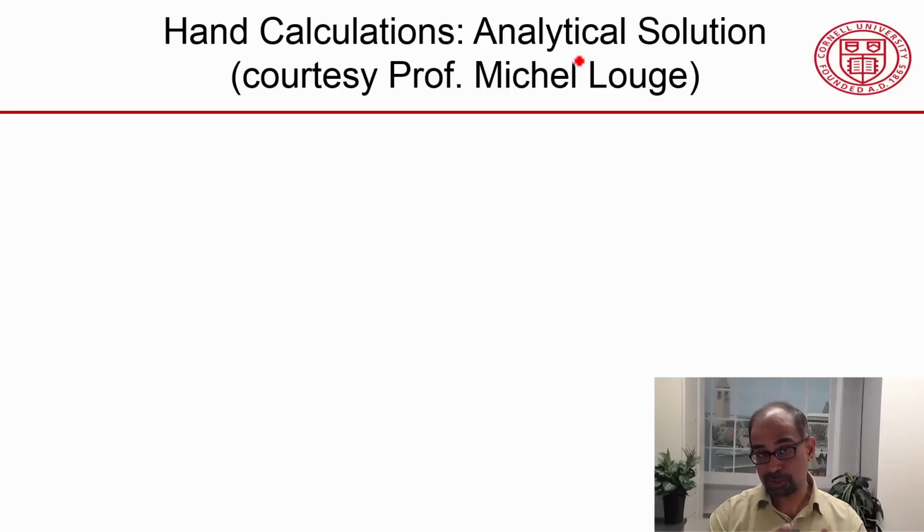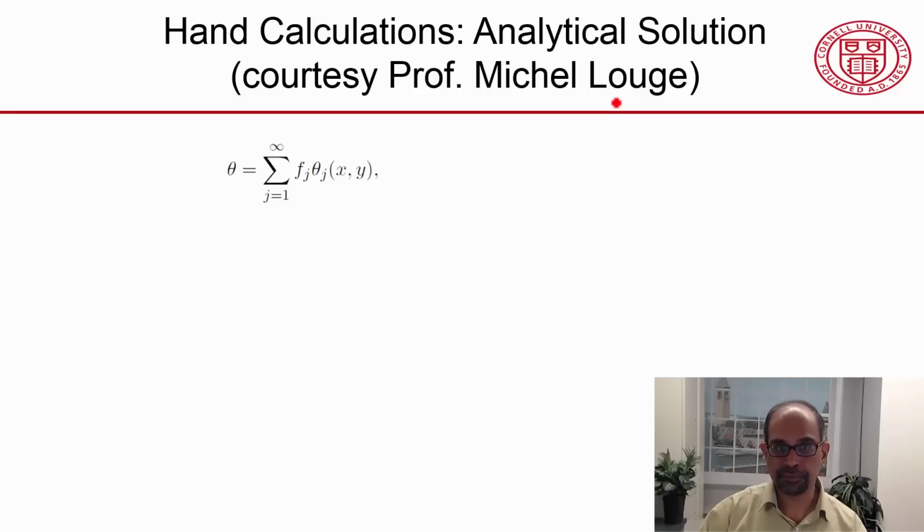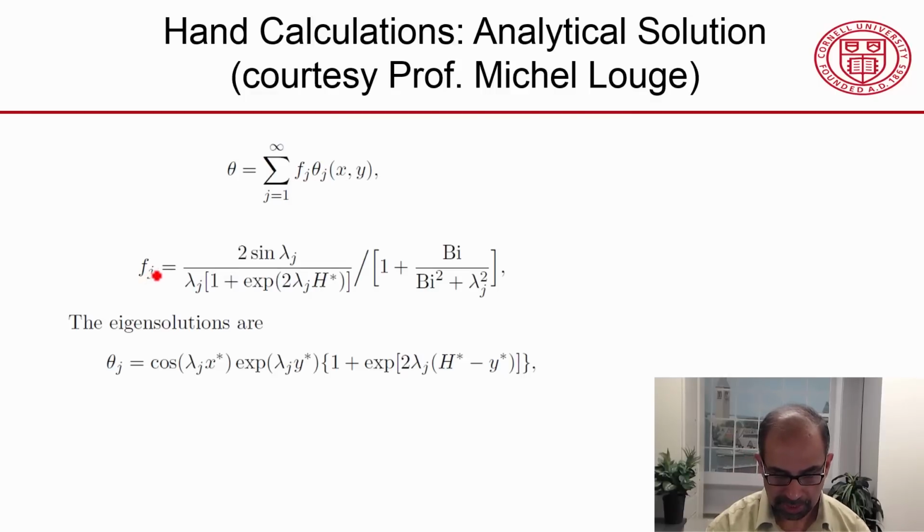The analytical solution to our mathematical model, I'll show you, and this is courtesy of Professor Michel Luge, who presents this in his class when he teaches the heat transfer course in mechanical engineering at Cornell. The analytical solution is found using separation of variables, and it comes out in the form of an infinite series. And this is a constant. These are constants that depend on these eigenvalues, and in a moment I'll indicate how you find those eigenvalues. It's going to depend on the Biot number and on the aspect ratio.